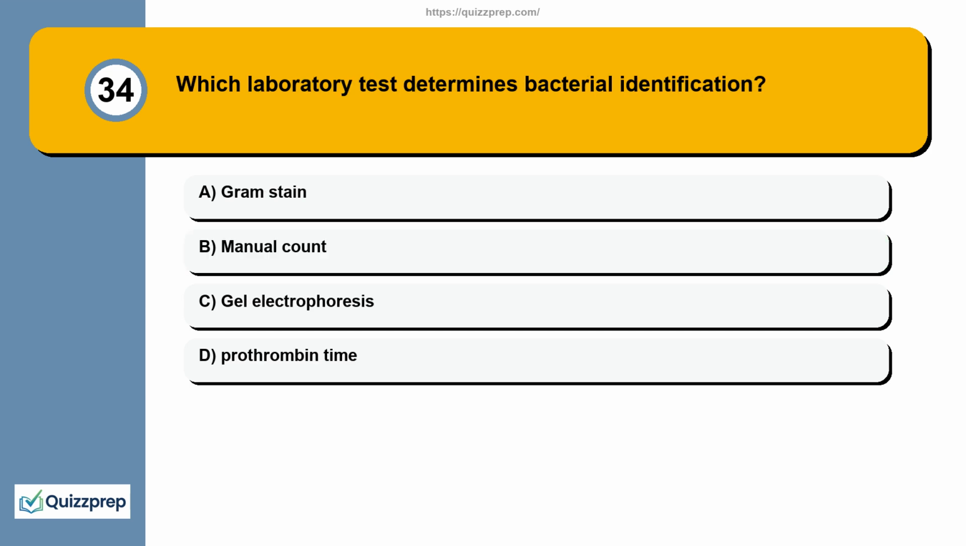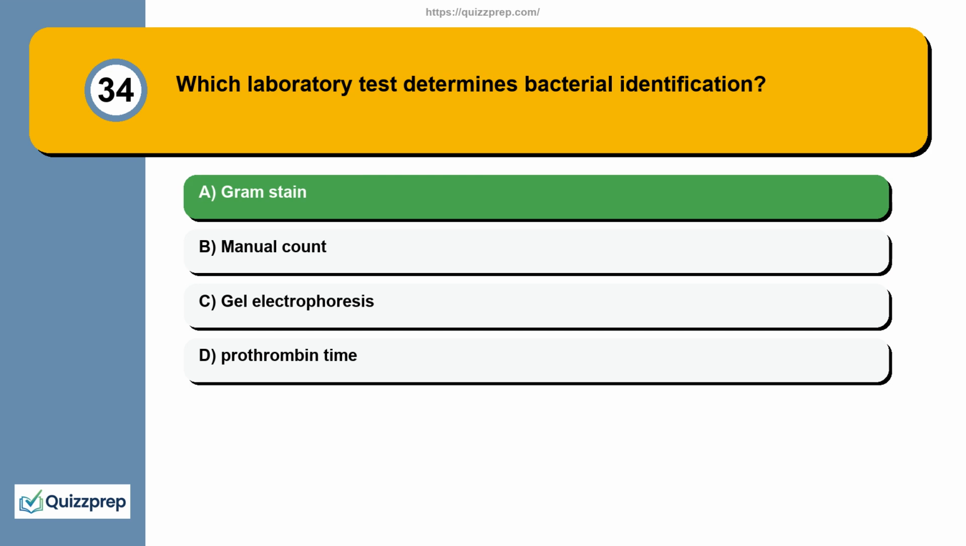Question 34. Which laboratory test determines bacterial identification? Option A, gram stain. Option B, manual count. Option C, gel electrophoresis. Option D, prothrombin time. The correct answer is option A, gram stain.